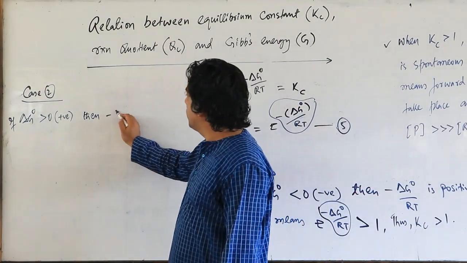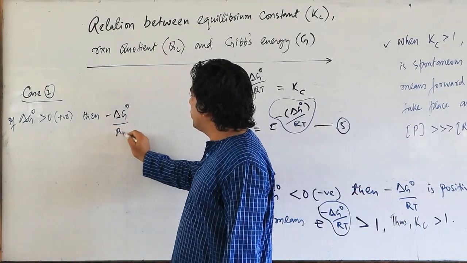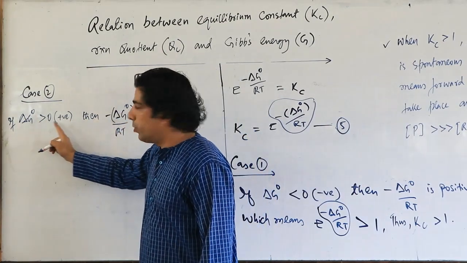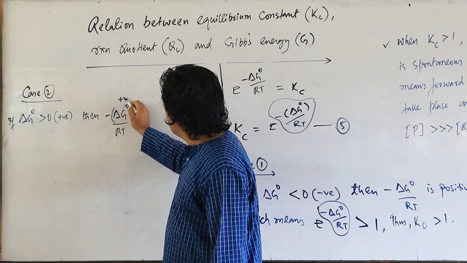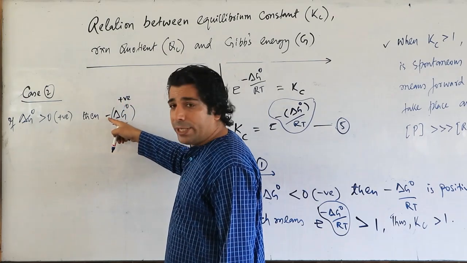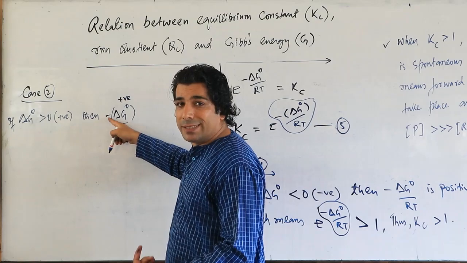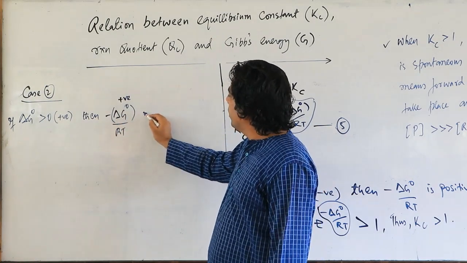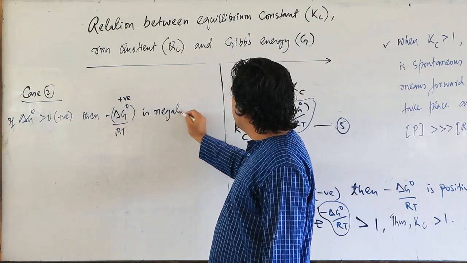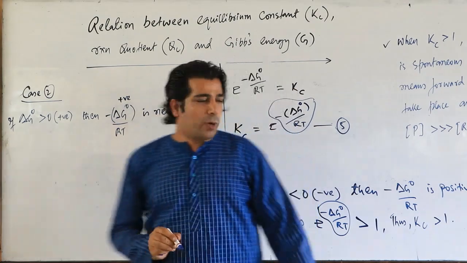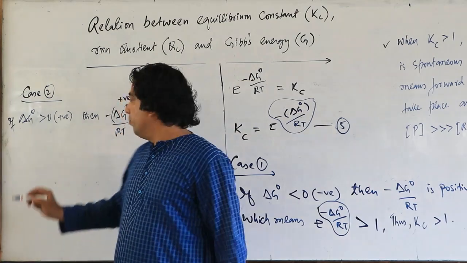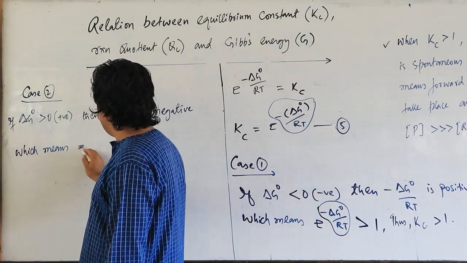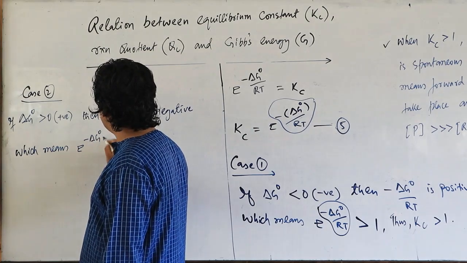So if delta G naught is greater than 0, then look at this expression, minus delta G naught upon RT. Here we know that delta G naught is greater than 0, that is positive, so this entire expression is positive. Positive into negative is what? Plus into minus is minus only. So minus delta G naught by RT is negative. So when this is negative, what will happen to this expression, e to the power minus delta G naught by RT?